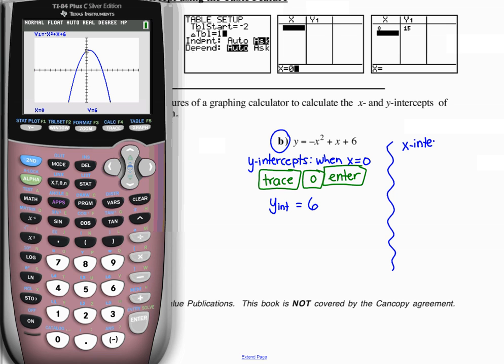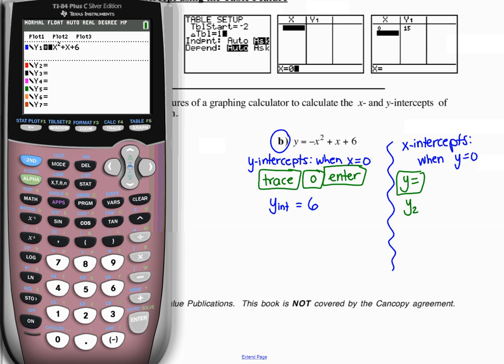X-intercepts are when y equals 0. So there's actually two ways I'm going to show you how to get an x-intercept. Okay, two methods. The one you already know. So if you know the y value and you want x, what do we push? What do we do? We push the y equals button. Good. Y equals, and then in y2 we set, in this case, 0.